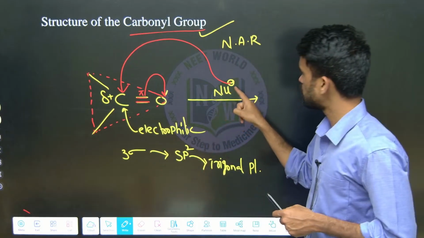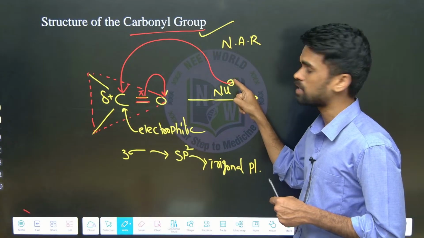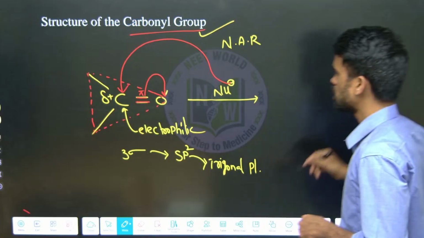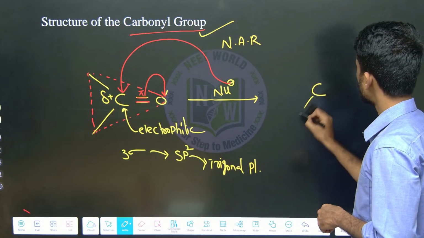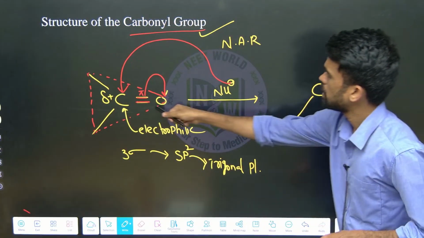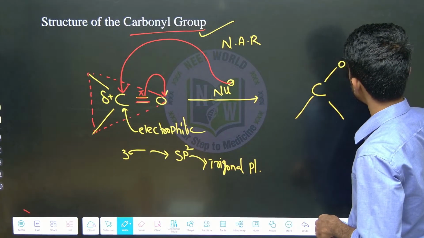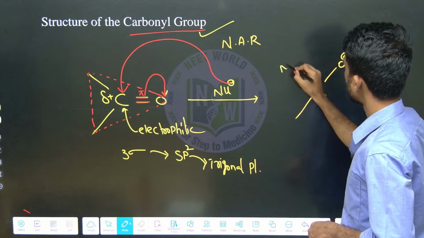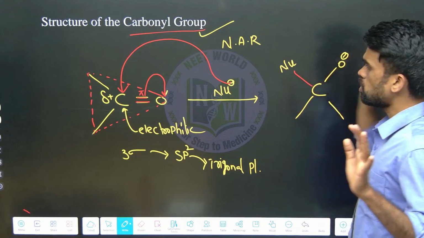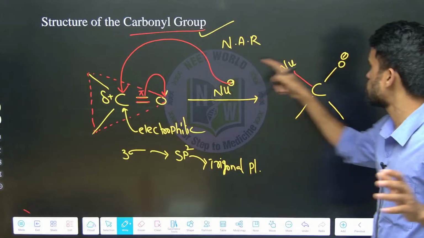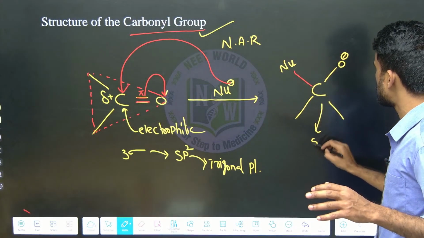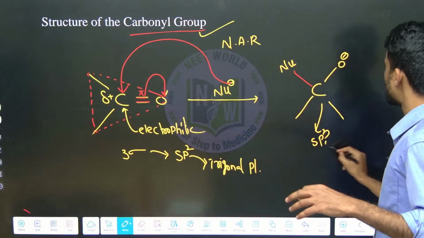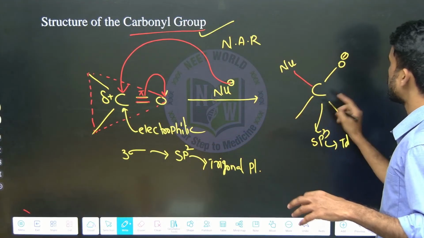Nucleophile means nucleus-loving species. It has more electron density, that's why it attacks these electron-deficient sites. Now what happens? The oxygen becomes O minus on one side, and the nucleophile attacks the carbon. You can write it like this. So an sp2 carbon is now converting into an sp3 carbon. A trigonal planar geometry is becoming a tetrahedral geometry.